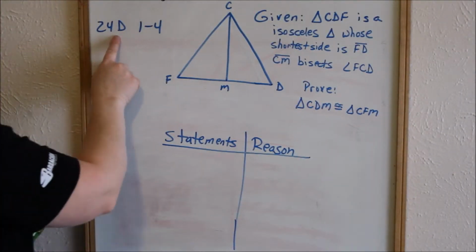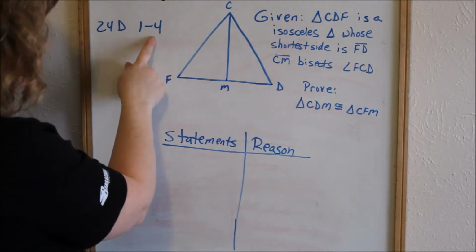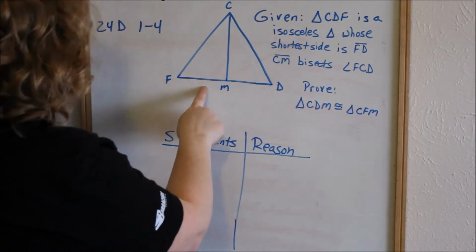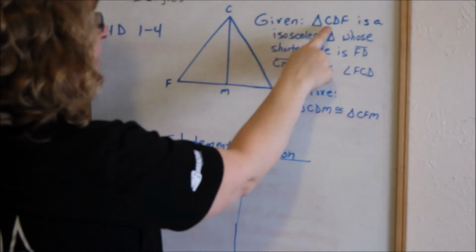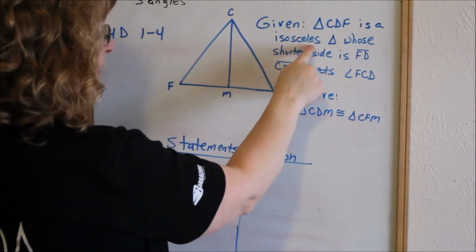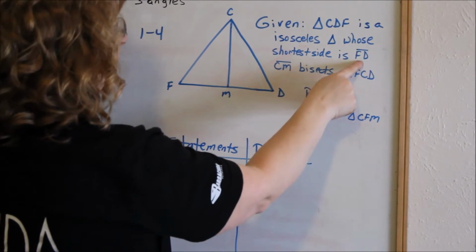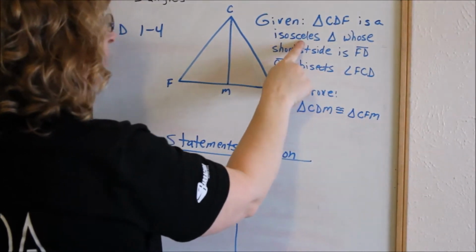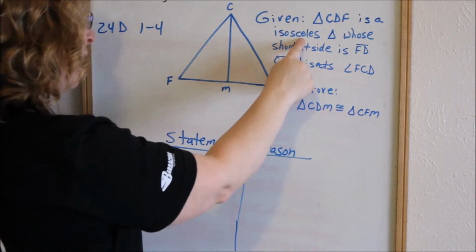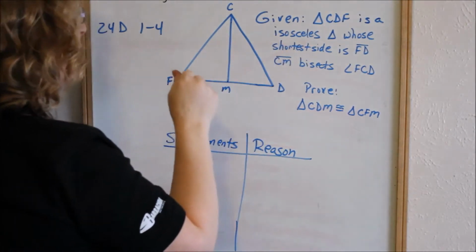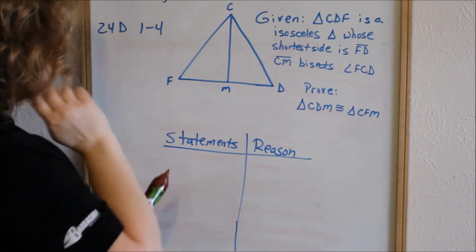Okay, now we're going to be looking at 2.4D, 1 through 4, and we're looking at this figure right here. And our given says that triangle CDF is an isosceles triangle whose short side is line segment FD. What do we know about isosceles triangles? Isosceles triangles have two sides that are congruent, and also the opposite two angles are congruent.